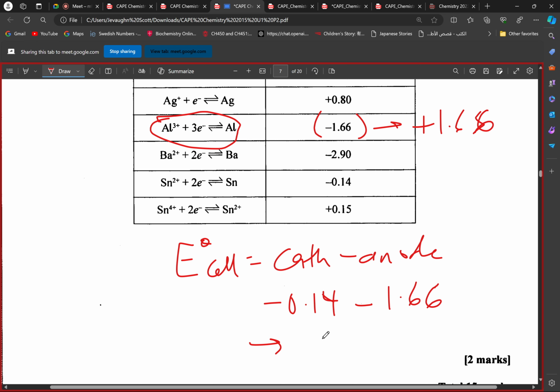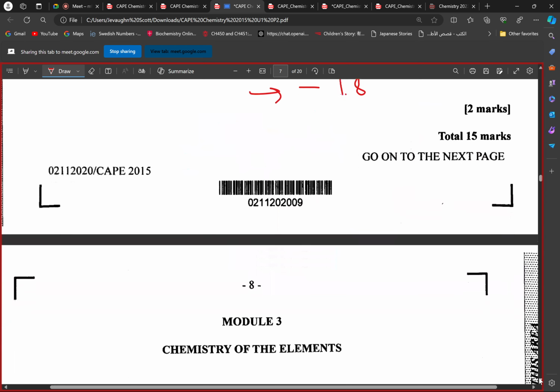We're going to get negative 1.8. And what does that mean for us? If it is negative, that means the reaction is feasible or non-feasible. Which one? It's not feasible. Lovely. And that is the end of this question here.